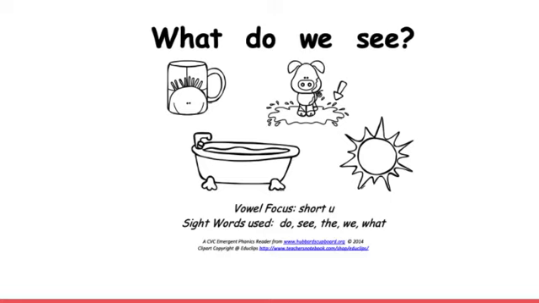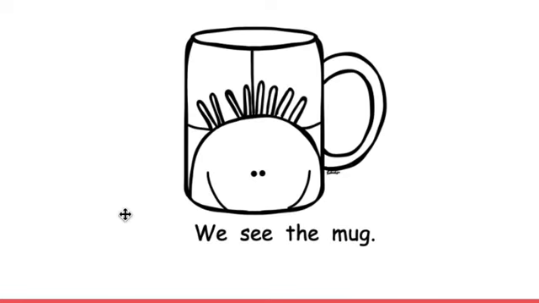I'm so glad that you continue to read the story with me. The story that we're going to read today is What Do We See? It'll be important that we use those strategies to help us to read the words on the page. I'll do the first page. This says, we see the... one vowel followed by a consonant, short sound, /m/ /u/ /g/, mug. We see the mug. Notice how I used my strategies to figure out what that word said.